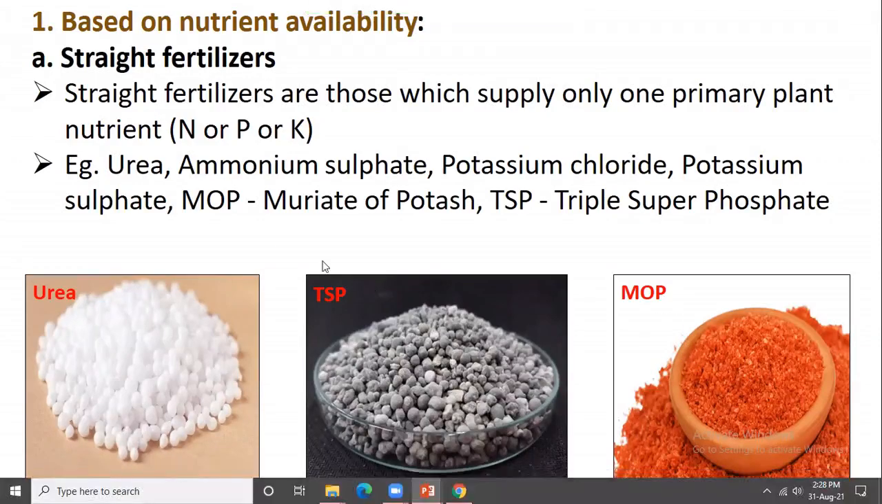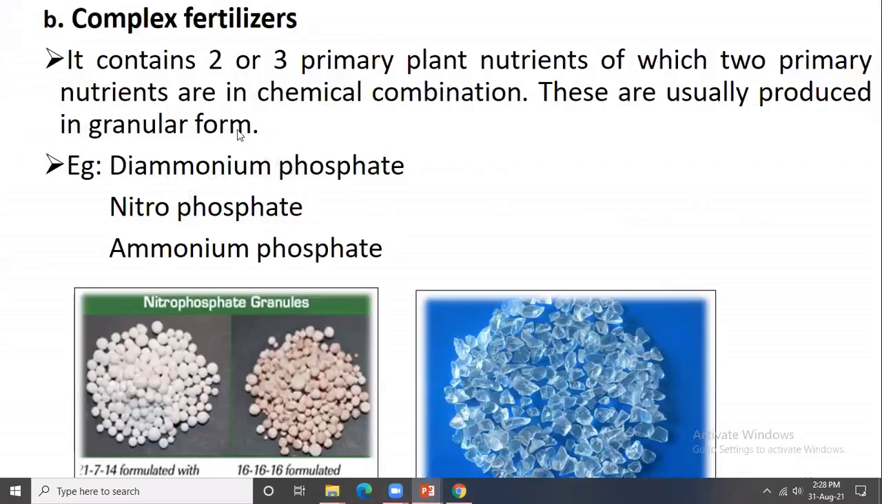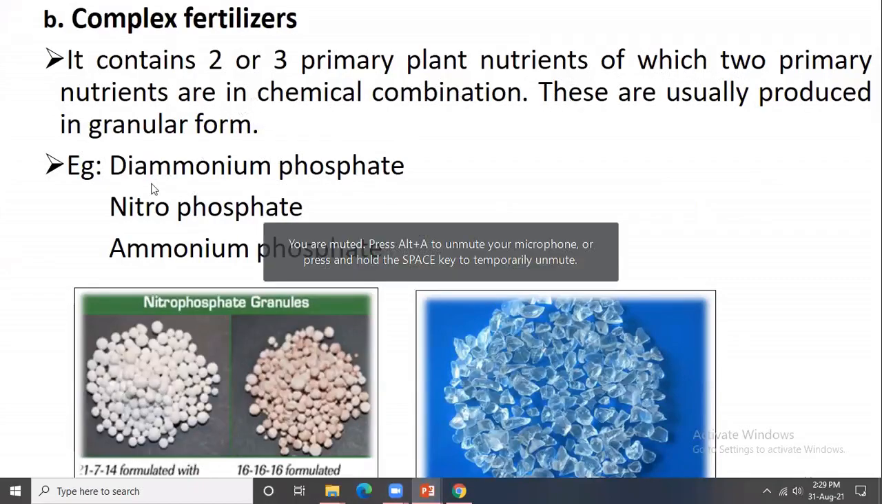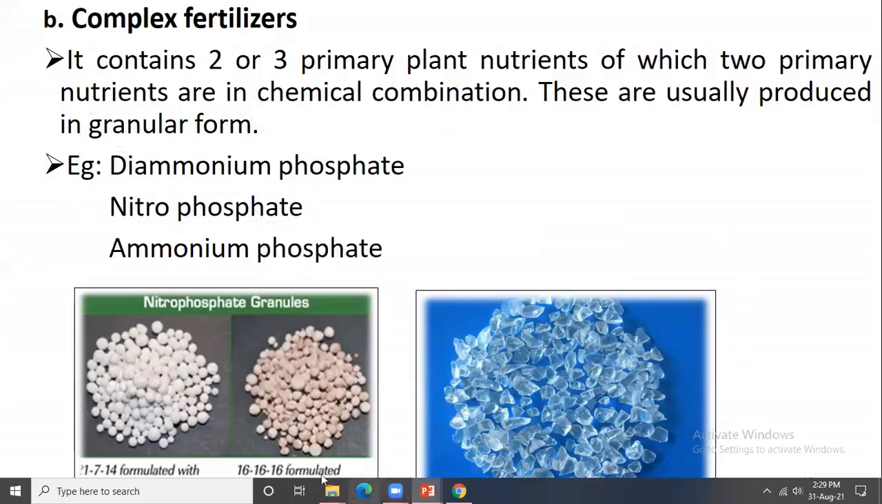Okay, then we will move to the complex fertilizer. It contains two or three primary plant nutrients, of which two primary nutrients are in chemical combination. These are usually produced in granular form. Here complex fertilizer means two or three primary plant nutrients with chemical combination. This is the important one.